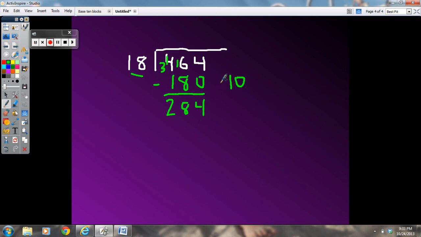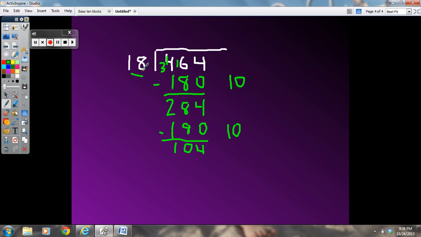Once again, I'm going to ask myself, can I make another 10 groups of 18? 10 groups of 18 is 180. I have 284 blocks that I'm working with. I could absolutely make another 10 groups of 18. So I'm going to record that here on the side, and I'm going to subtract the 180 blocks from the other 10 blocks of 18 that I used, and what I'm now left with is 104 ones blocks. So far I have 10 groups of 18 here, 10 groups of 18 here, which is a total of 20 groups of 18. I have 104 ones blocks left.